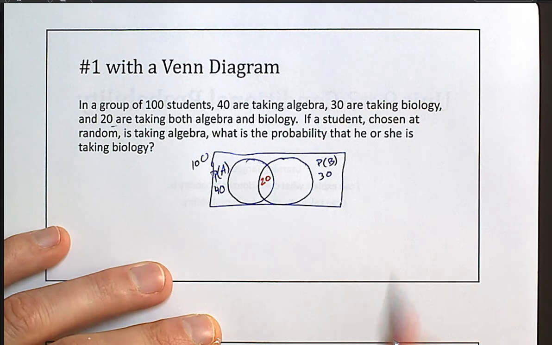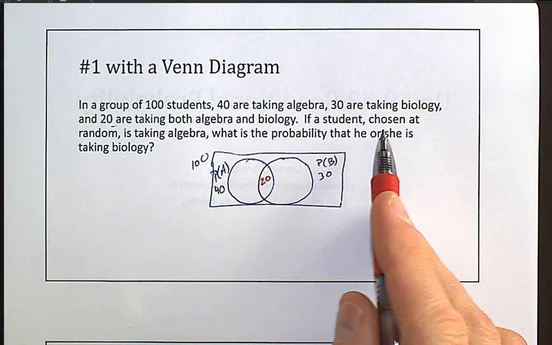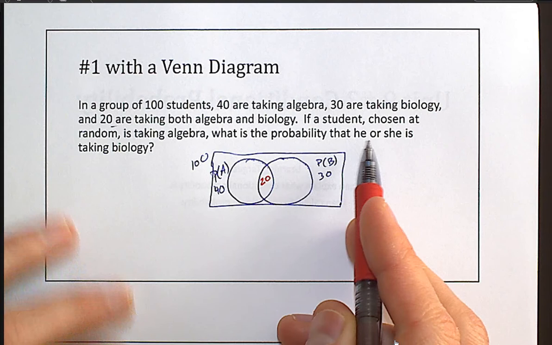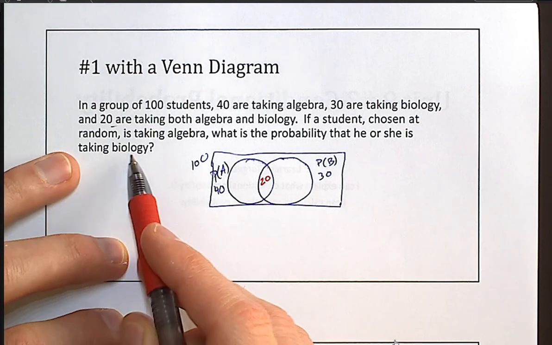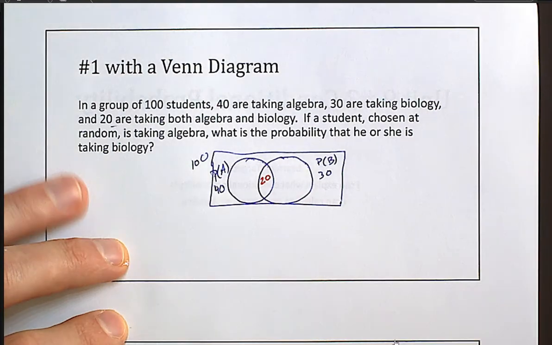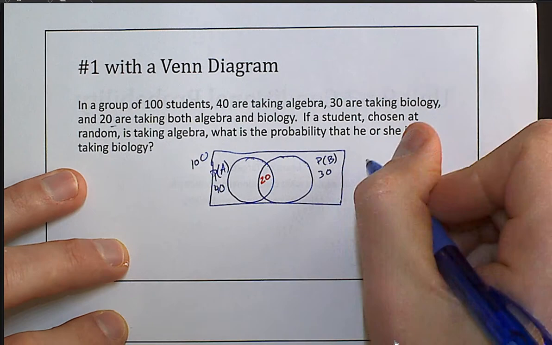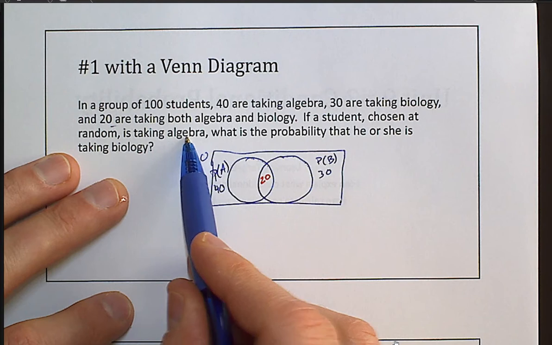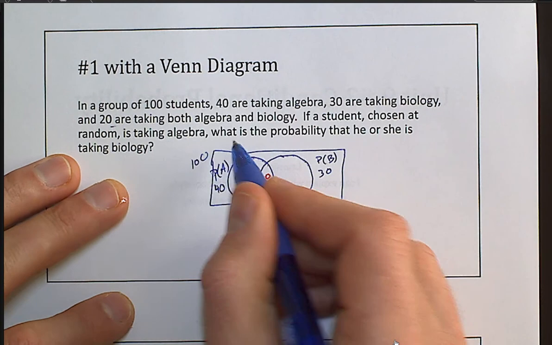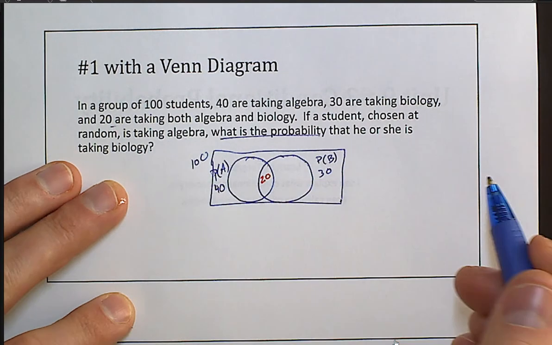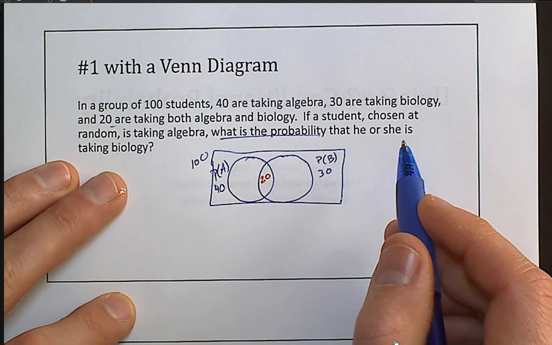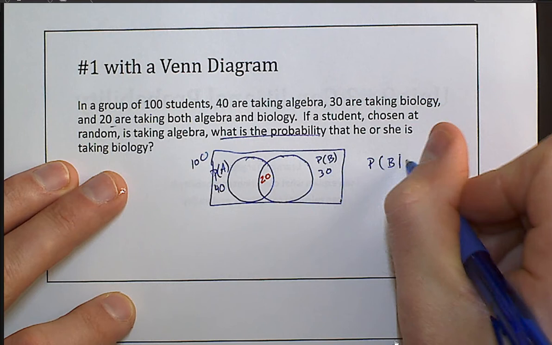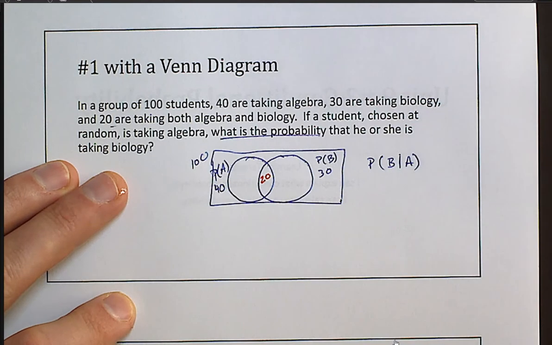If a student chosen at random is taking algebra, what is the probability that he or she is taking biology? So how can we take apart what this is actually asking us to find? If a student chosen at random is taking algebra, what is the probability? So this is what we want. What is the probability? That's what we want, that he or she is taking biology. So what's the probability of a student taking biology given they're taking algebra? That's what that translates into.